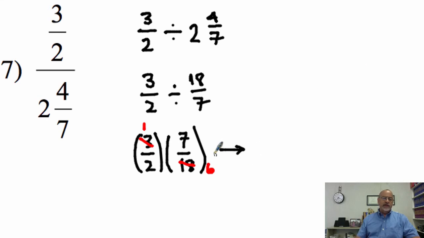So positive times a positive is going to give me a positive fraction. 1 times 7 in my numerator is 7. 2 times 6 in my denominator is 12, and because I pre-reduced, I know this fraction is going to be reduced, so 7 over 12 is my final answer.